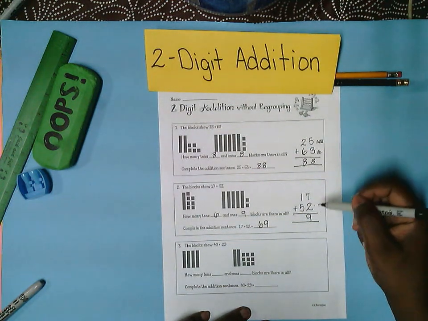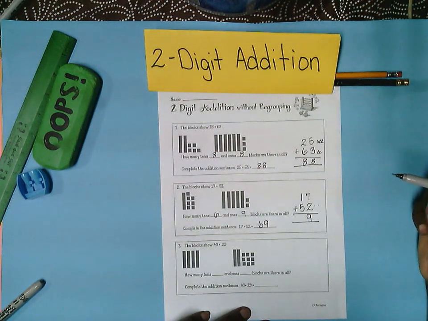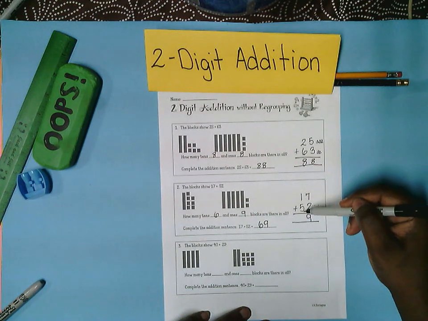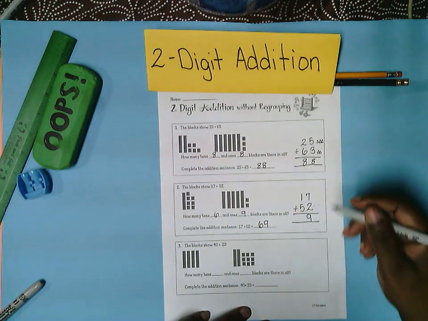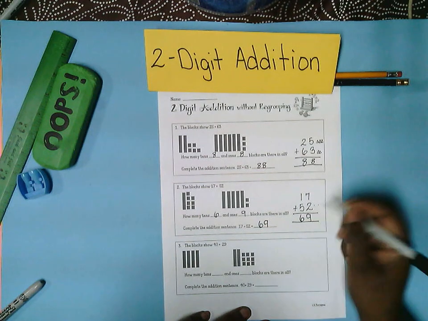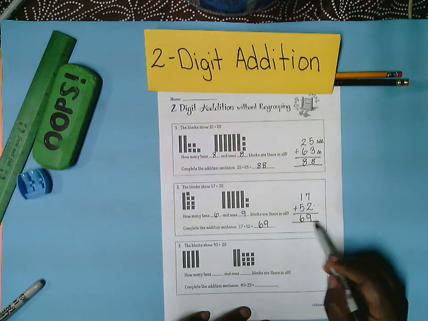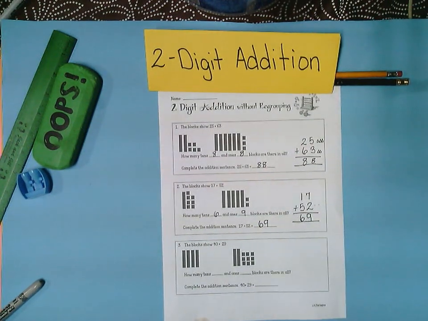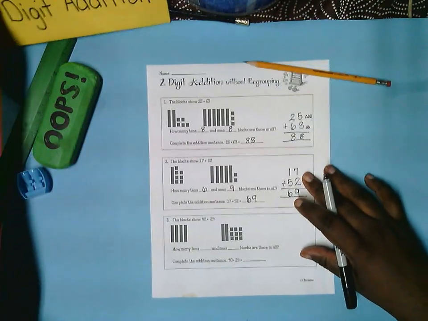Then step 2, we are going to add the digits in the tens place. I have 1 ten plus 5 tens. So I have 5 plus 1 equals, very good mental math. 5 plus 1 equals 6. So the sum of 17 and 52 is 69. Excellent. Now let's do this final one.